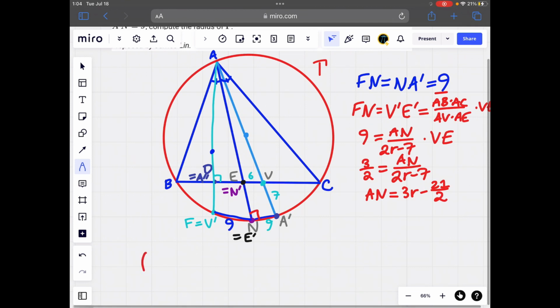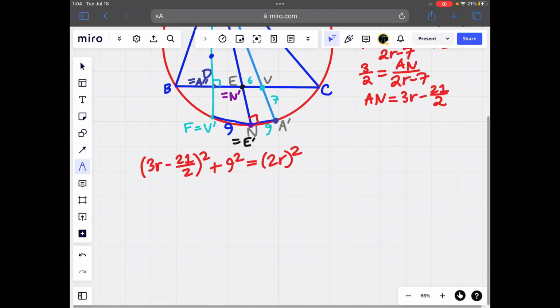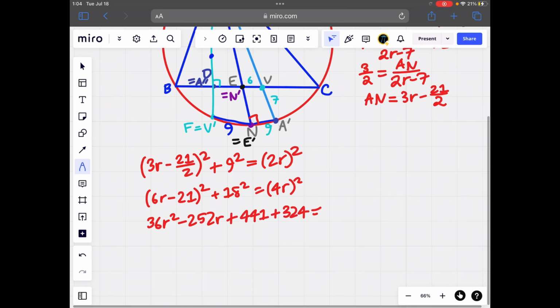So we have AN squared, which is 3R minus 21 over 2 squared, plus NA' squared, which is 9 squared, and that's equal to 2R squared. Let's multiply everything here by 4. We get 6R minus 21 squared plus 18 squared equals 4R squared. Now 6R minus 21 squared, that's 36R squared minus 252R plus 441. And then 18 squared is 324. That's equal to 4R squared, which is 16R squared.